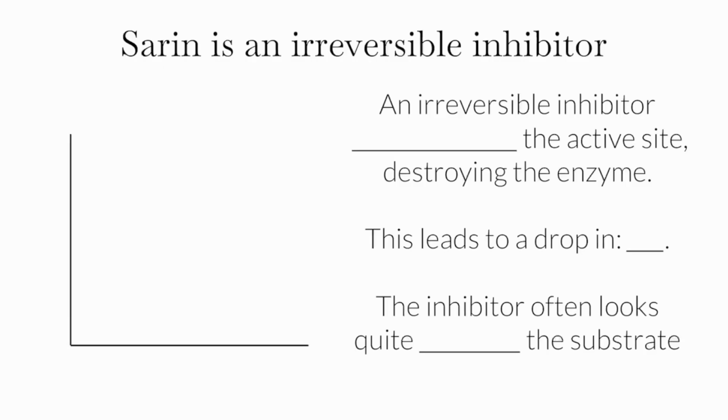And so an irreversible inhibitor covalently modifies the active site, destroying the enzyme. This leads to a drop in Vmax. And the way I would think about this is your total enzyme concentration is going down, your active enzyme concentration, at least. Sure, you've got a bunch of enzyme proteins in solution, but most of them aren't working anymore, so your enzyme concentration goes down. So you see a drop in your Vmax.